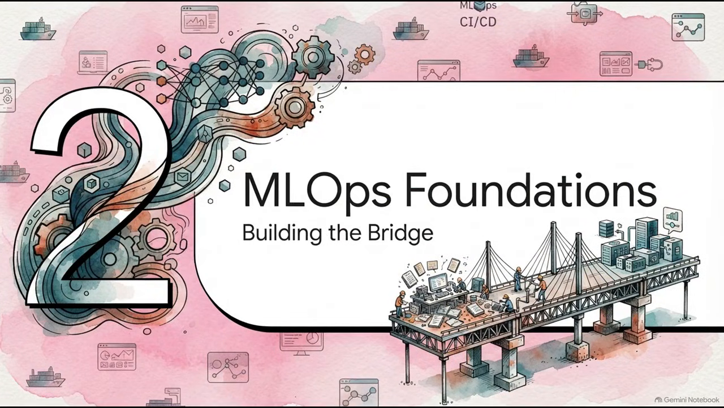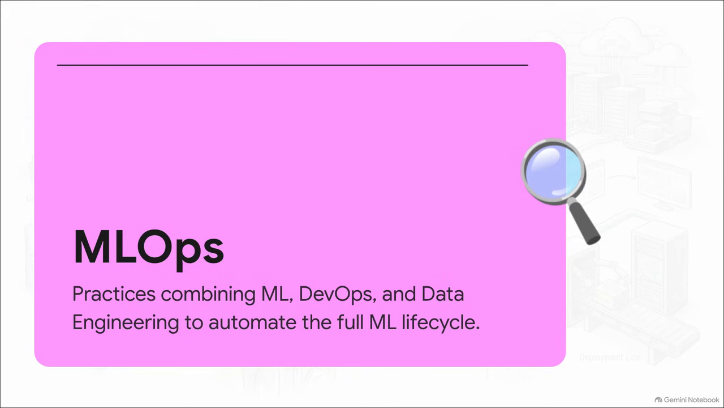Moving on to Section 2, ML Ops foundations. So how do we actually build that bridge to production? Well, first, let's ground ourselves with a really clear definition before we get into the deep technical weeds. MLOps is a disciplined set of practices combining machine learning, DevOps, and data engineering. The ultimate goal here is to automate and standardize the entire ML lifecycle, from the exact second data is ingested, right through to model training, deployment, monitoring, and its eventual retirement. It's really about the unification of these three distinct IT disciplines.